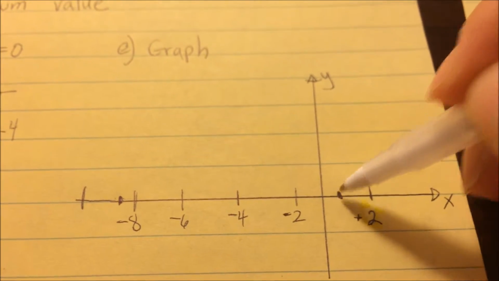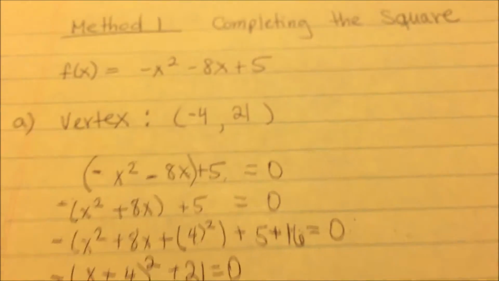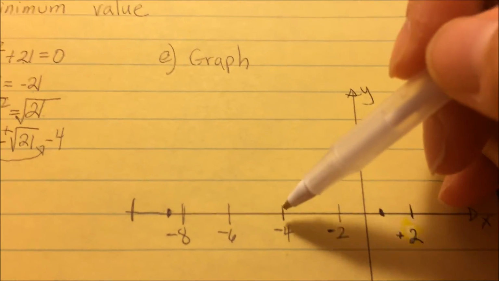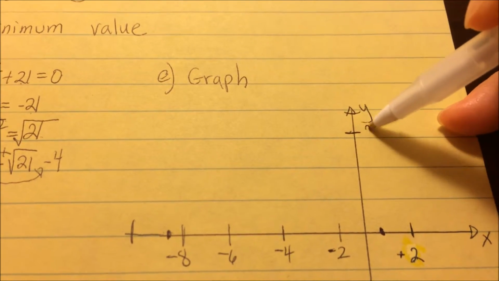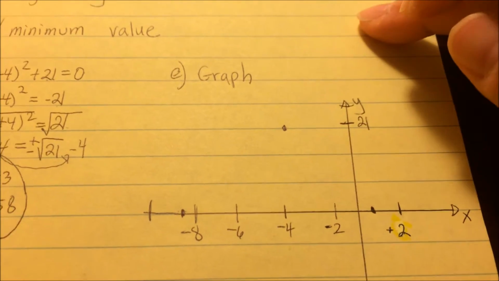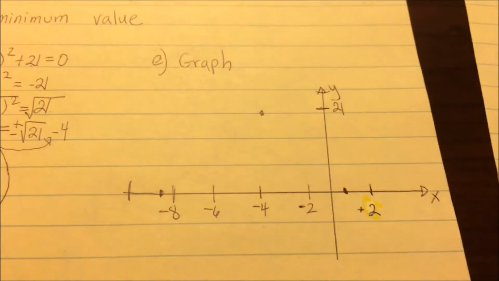So we got our roots. Now I need my vertex. So going back to here, somewhere up here, my vertex is at negative 4, 21. So negative 4, 21, I'm going to approximate up here is my 21. So up here. So those are the 3 dots I need. So from there, I just connect the 3 dots.